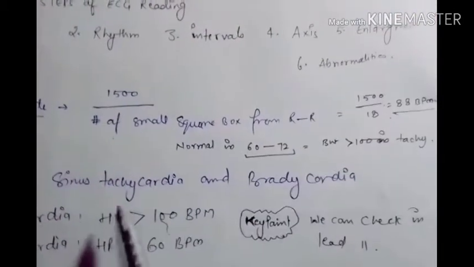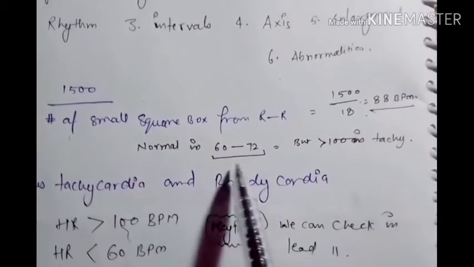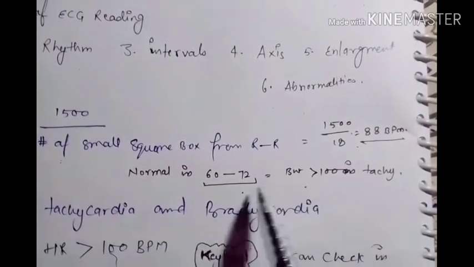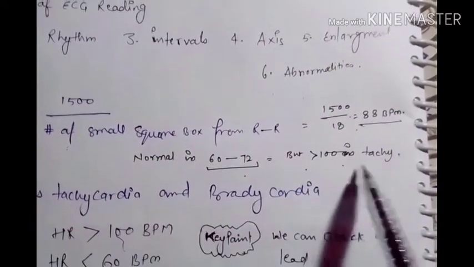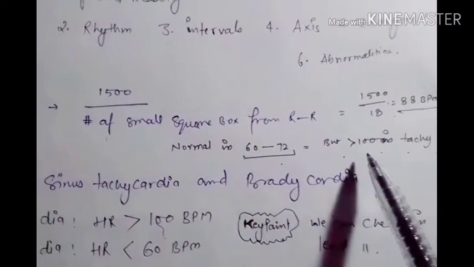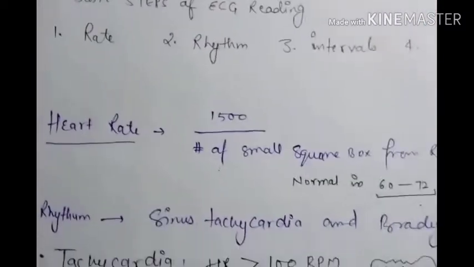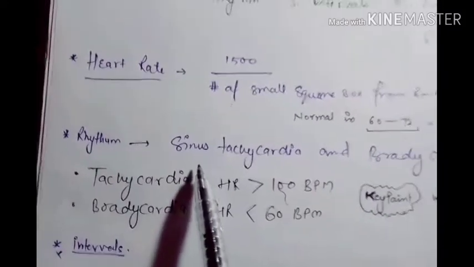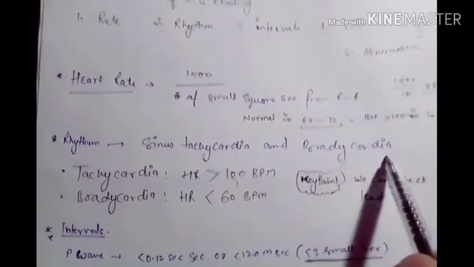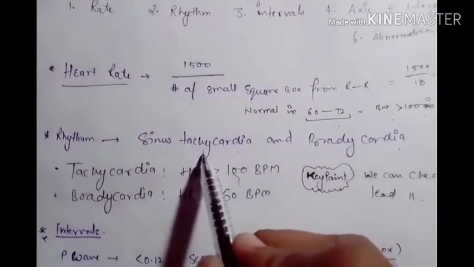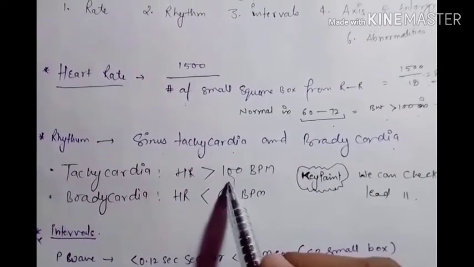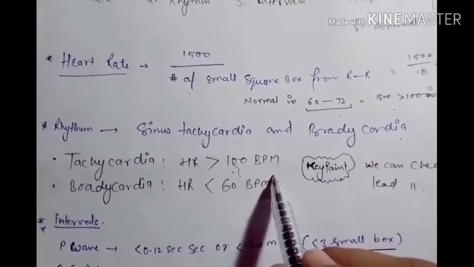Now we know the normal heart rate is 60 to 72 beats per minute. Above 100 we call it tachycardia, and below 60 we mention bradycardia. So next step is rhythm. How do we check the rhythm? Rhythm can be sinus tachycardia or bradycardia. As I told you, below 60 it will be bradycardia, and if the heart rate is more than 100 beats per minute, it will be tachycardia.